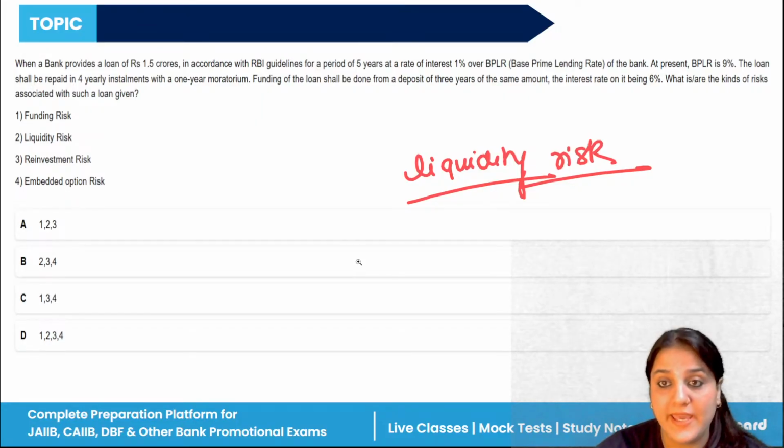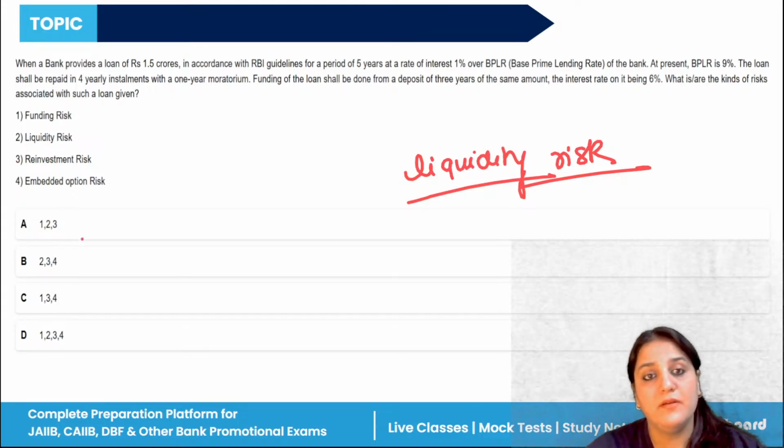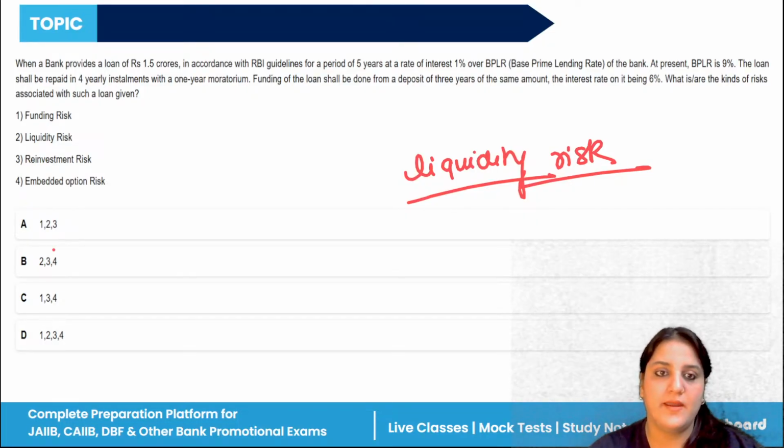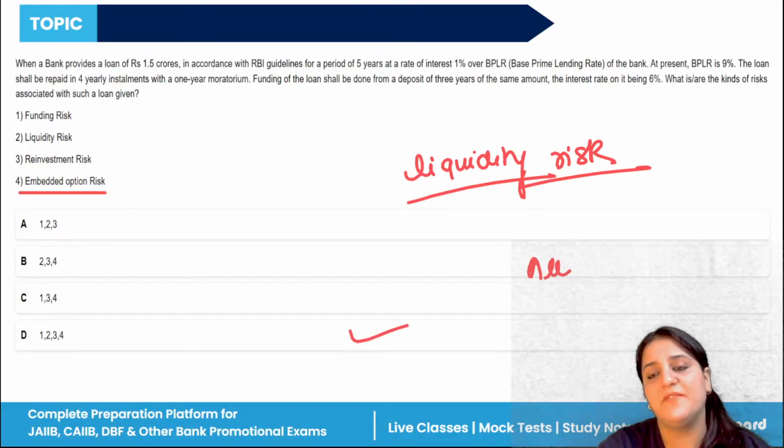So here I can say, according to the options, which option is correct? Every option here, this reinvestment risk is a correct answer, or we can also choose the embedded option. So we can say all of the above is correct.